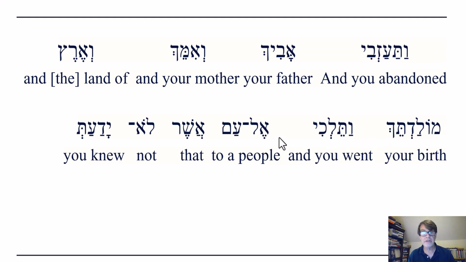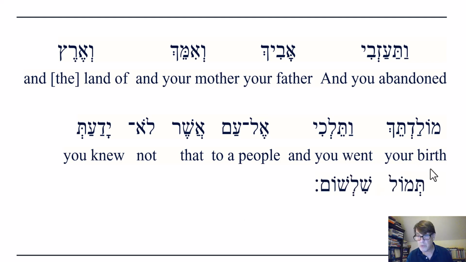And you walked to a people, el am, to a people that, asher, relative pronoun, you did not know. You didn't know anything about us. We're peculiar here in Bethlehem. No. Yada is to know. It's a Qal stem or G stem. The tav is second feminine singular. You knew. A land you did not know. I've heard all this stuff. It's an amazing story, how you abandoned your father and your mother in the land of your birth and went to a people you didn't know. Wow, what were you thinking? No, I'm glad you did.